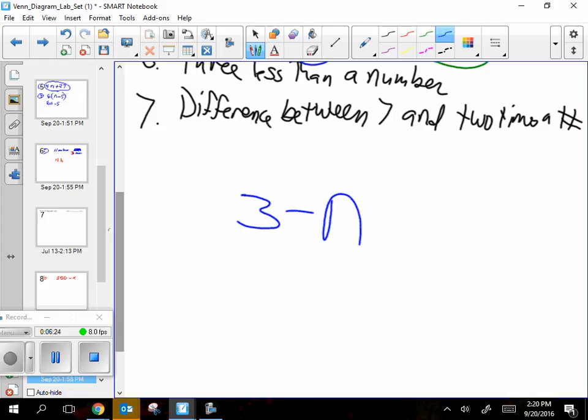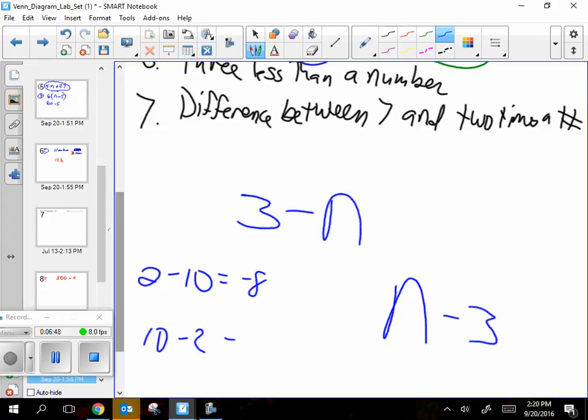It's supposed to be 3 less than whatever the number is. Here's the number. How do I do 3 less than that? Subtract 3. That's different. You can't do them backwards and have them be the same. That's like saying 2 minus 10 is the same as 10 minus 2. It's not. 2 minus 10 is negative 8. 10 minus 2 is 8. They're totally different. You have to do it in the right order.